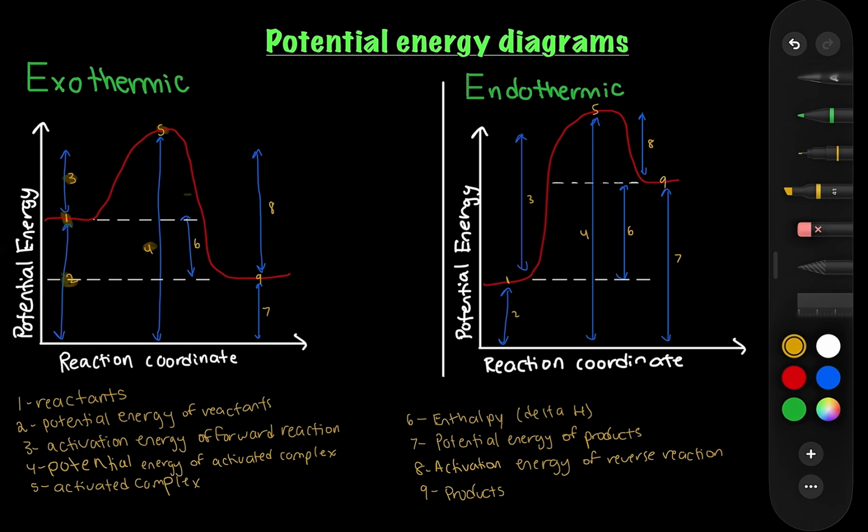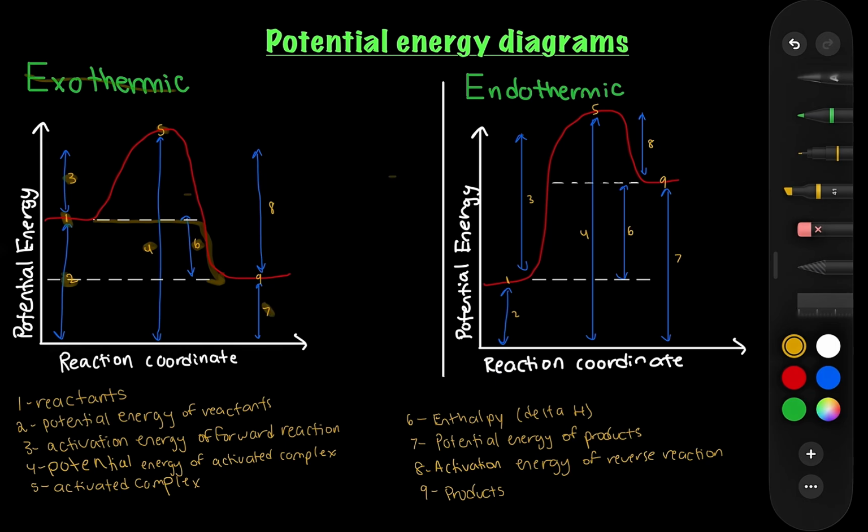Then we have number 6, which is our enthalpy, or our delta H. Enthalpy is basically the change in the amount of heat that is either released or absorbed in a reaction. So it can be either positive or negative. In this case, though, since we have our exothermic reaction, we are releasing heat, right? So as you can see in these arrows, it's going down, it's dipping. So it would be a negative enthalpy change, or negative delta H.